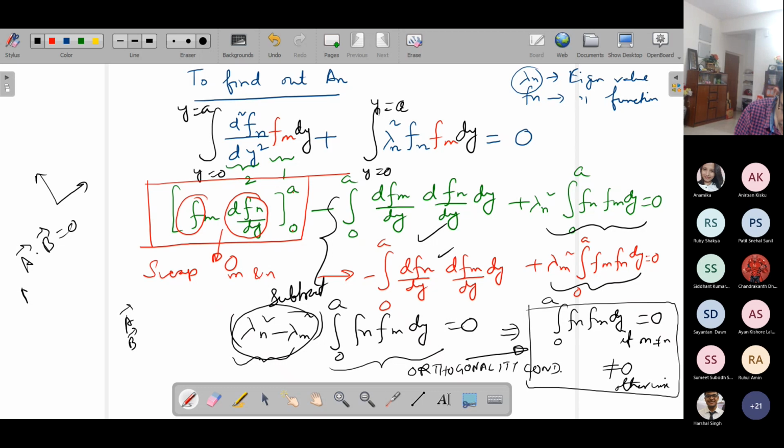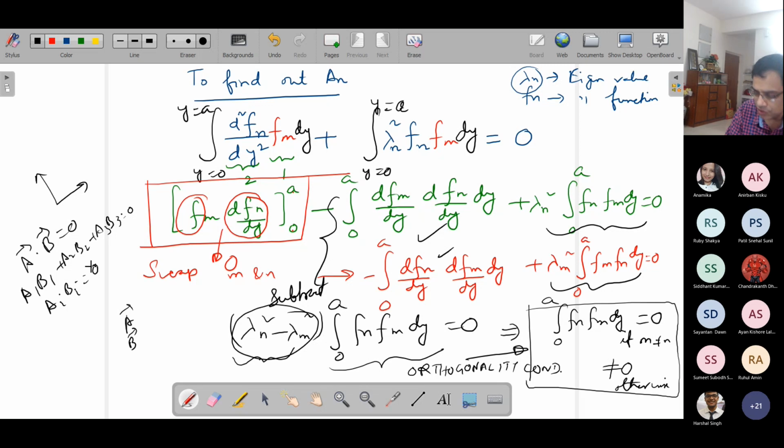If they are perpendicular, their dot product will be 0. How do you calculate the dot product? You multiply the corresponding components. So a1 b1 plus a2 b2 plus a3 b3 is equal to 0. In Einstein's index notation, it is ai bi equal to 0. That is the hallmark of the orthogonality of two vectors.